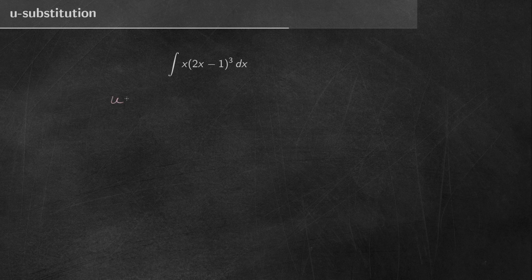Remember that our u is our inside function. So what seems the most natural choice for an inside function here? Let's try the 2x minus 1. What is inside the parentheses? If I let u equal 2x minus 1, then du dx, the derivative of u with respect to x, is just 2. Let's try and rewrite our integral. So I have x times u cubed dx.